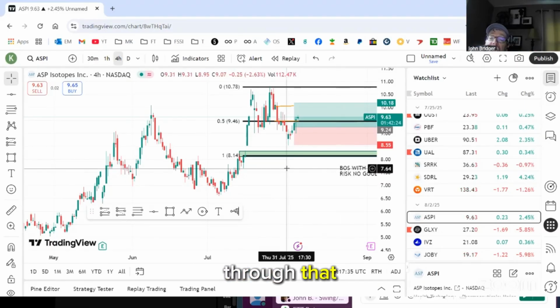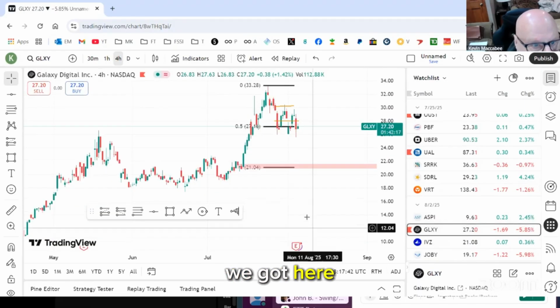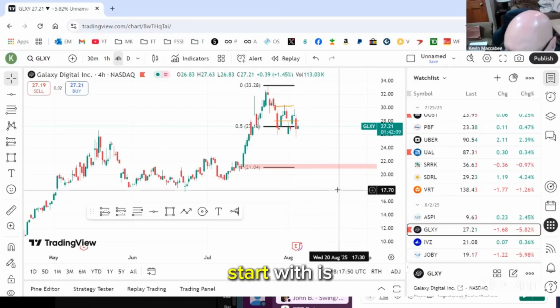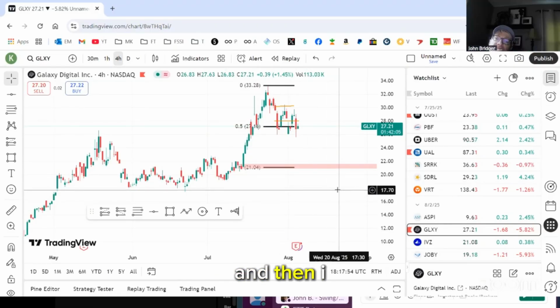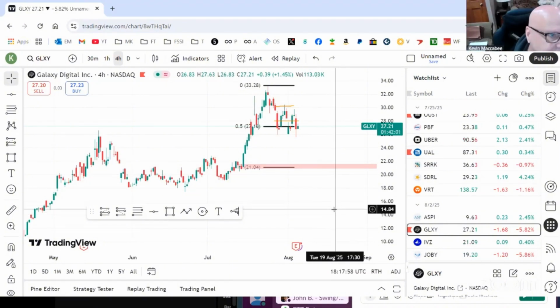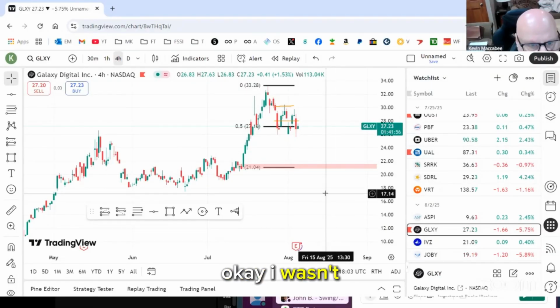Probably going to blow through that. Yep. Okay. It's not even an expensive stock. Okay. What do we got here? Are you doing options or are you doing stock? I'm probably going to start with one stock to see what happens. And then depending on where the options are, you know what I mean? If it's not expensive, yeah, I might take a shot with an option.